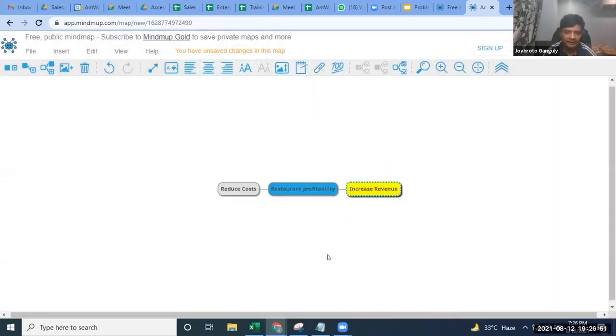Can all of you see the screen? Everybody is on the screen now, right? We are focusing only on increasing revenue. We learned last time that while you are focusing on one side of the issue tree, you're not going to discuss the other side of the issue tree. Focus only on increasing revenue.